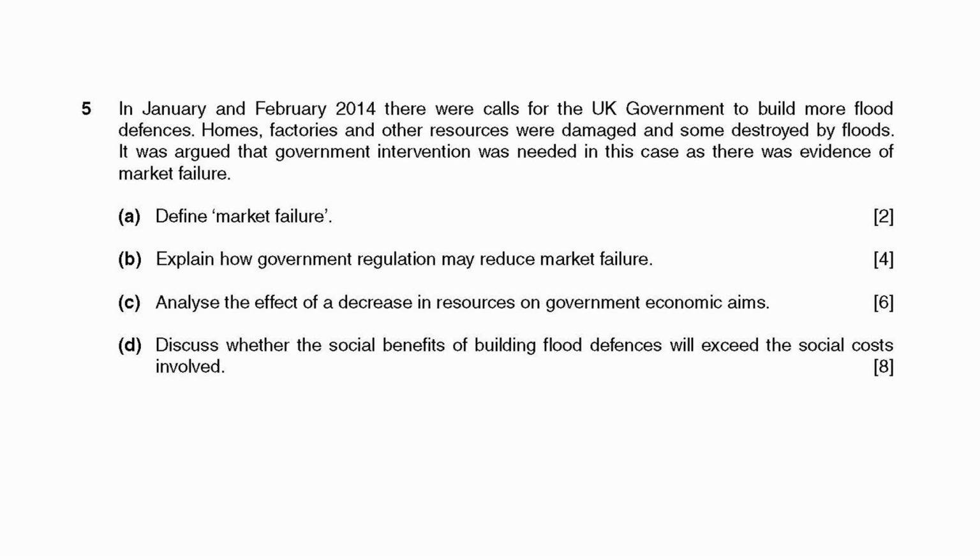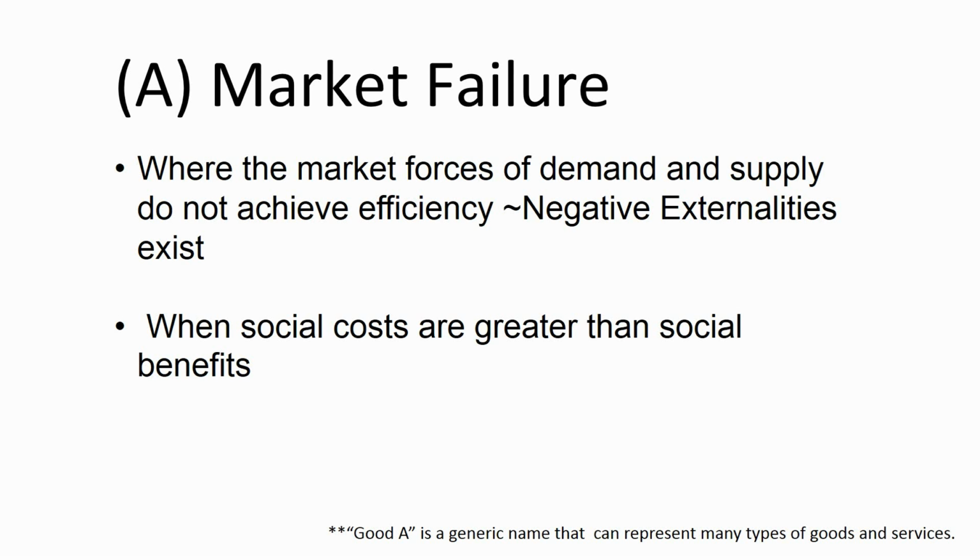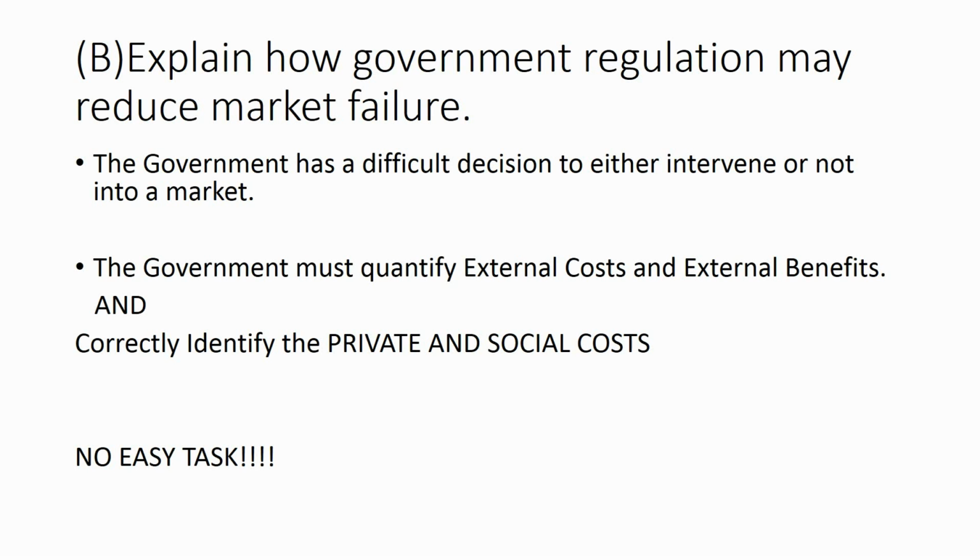That's pretty easy. Market failure is where the market forces of demand and supply do not achieve efficiency, for example negative externalities. Another caveat is when social costs are greater than social benefits. All right, so moving on to part B of that question, it asks us to explain how government regulation may reduce market failure.